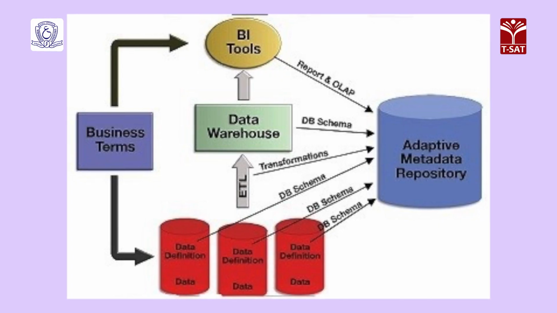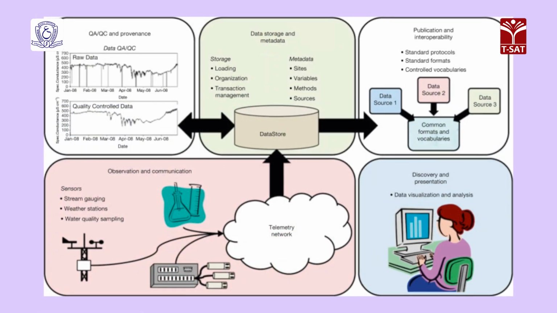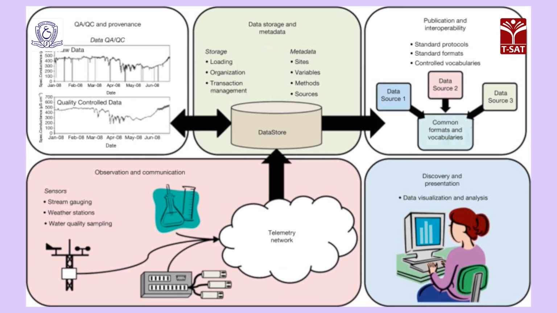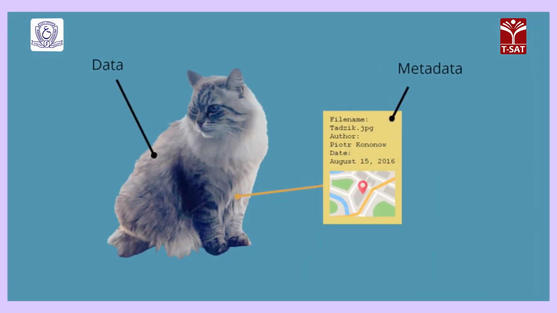Metadata repository. Metadata is data describing data. For example, the listing that describes what attributes are allowed to be in the data set is called meta information. Metadata is also known as data about data.